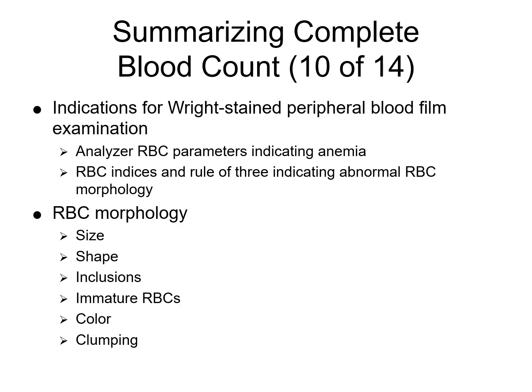Some indications for Wright-stained peripheral blood film examination: we do not perform a manual differential on every single thing that comes into the lab. When we do perform them, it's usually due to any abnormal red blood cell parameter from the automated analyzer that could suggest anemia, abnormal red blood cell indices, and deviations from the rule of 3, which could indicate possible abnormal red blood cell morphology.